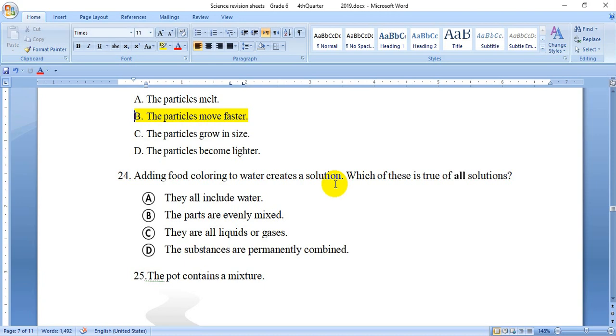The parts are evenly mixed, or they are all liquids, or they are all liquids or gases, or the substances are permanently combined. So the answer for this question will be the parts are evenly mixed. The only difference between solution and suspension and colloid is that in solutions, the ingredients mix together completely and they become like one thing. So the answer will be letter B.